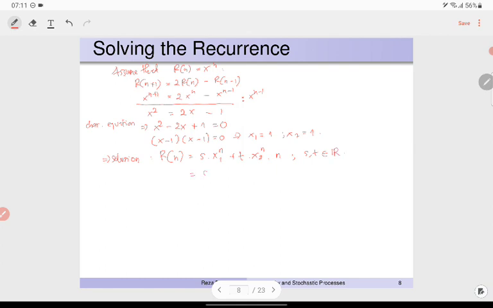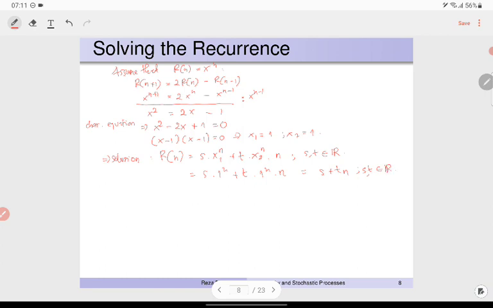And this is equal to s multiplied by 1 to the power of n plus t multiplied by 1 to the power of n, multiplied by n. And 1 to the power of n is just 1, so this is s plus tn, where s and t are real numbers.